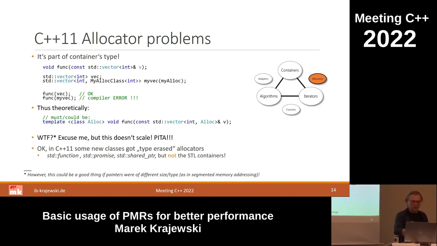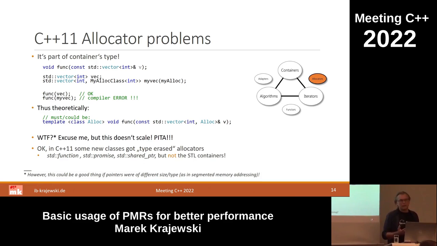Question. If we define a function that takes a vector as parameter, and then we have two vectors, one normal standard vector and a second one with a different allocator, then the compiler will accept one of the vectors and reject the other, because there is no type match. Theoretically, what we should do is to template every function which is using containers on the allocator class. Well, nobody will do that because it's too much hassle and it doesn't scale. Also, we've got many functions and everything shouldn't be templated. It's just syntactic noise.